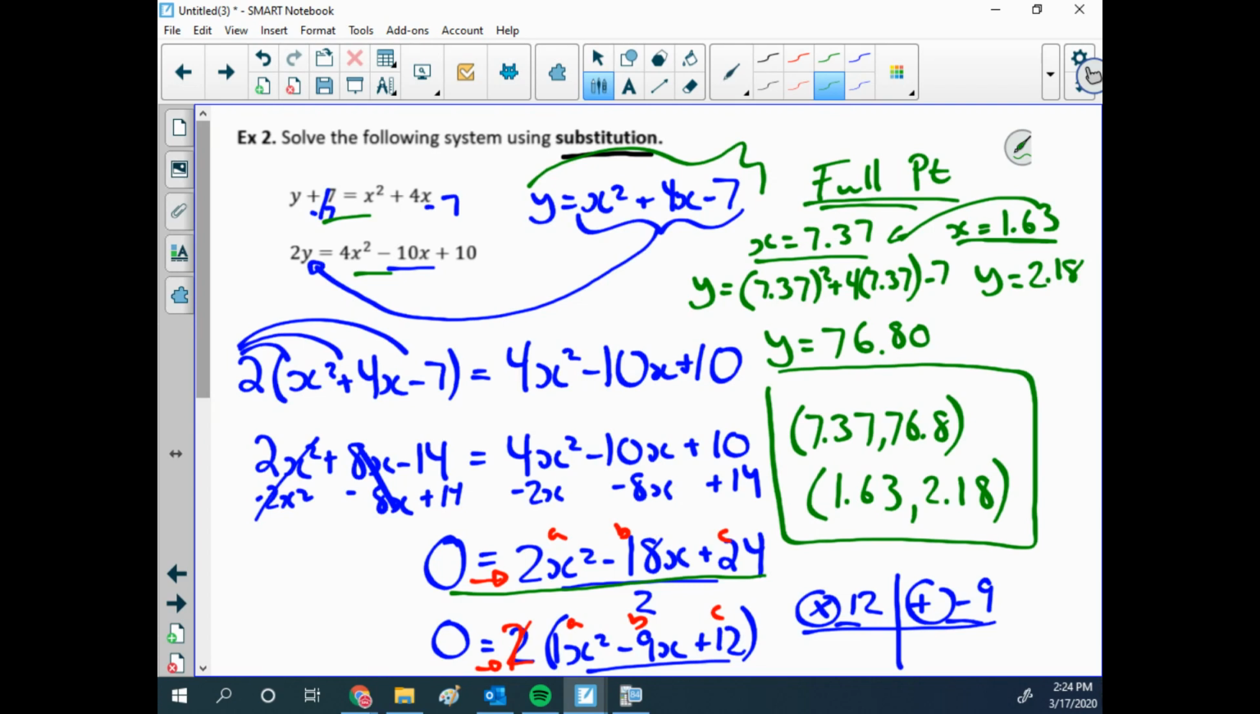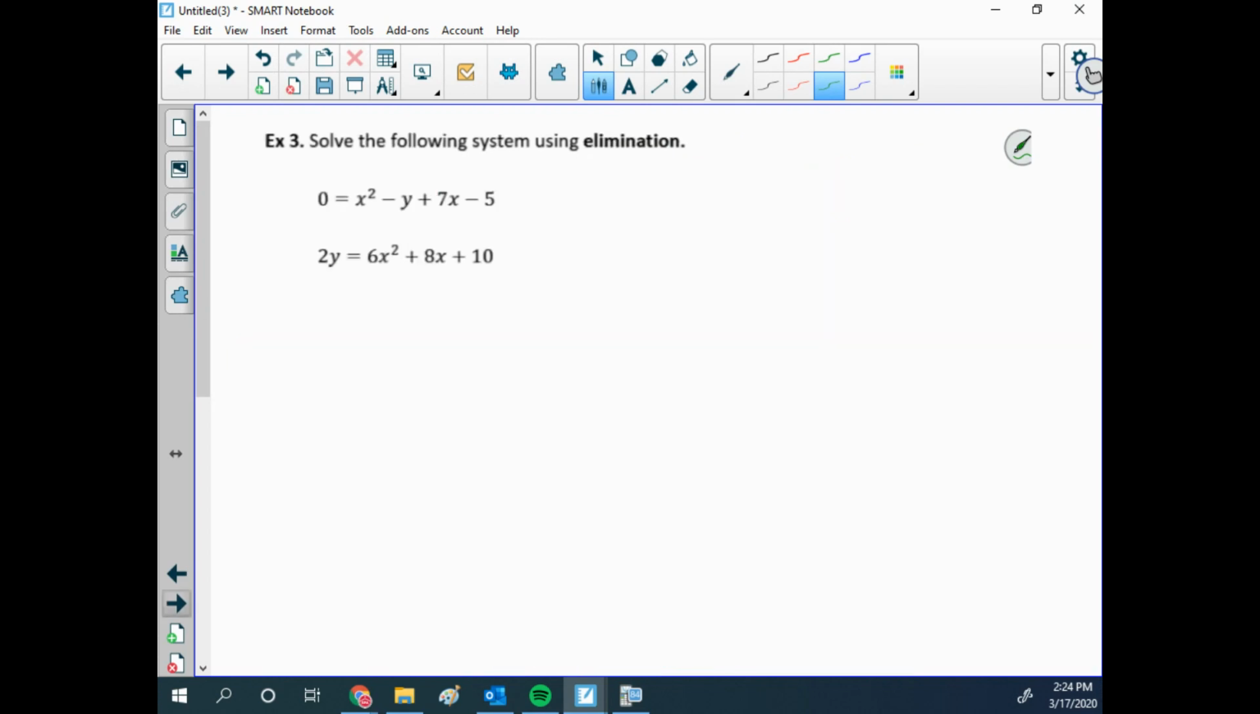Now that I have my solutions here, I could technically just go graph both of these, and I should be able to find the exact solutions that are there. Okay. So next one is elimination. Again, we should remember what elimination is from grade 10.